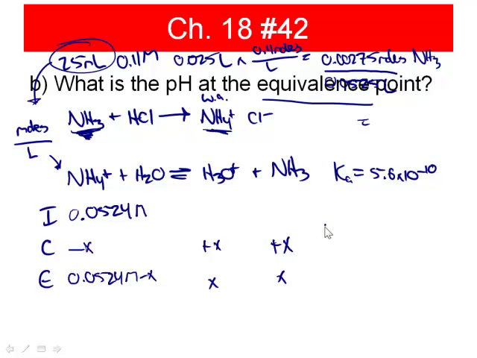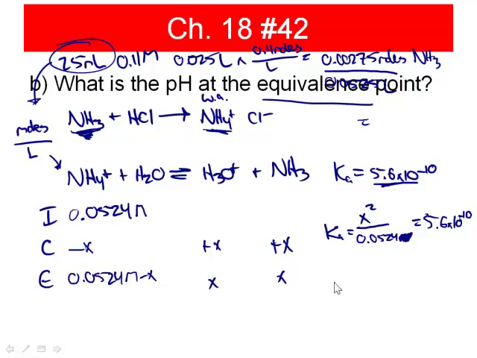If we set up an expression for Ka for this acid, Ka is going to be equal to the concentration of hydronium times the concentration of ammonia, which is going to be X squared, divided by 0.0524 minus X. This is equal to the numerical value of Ka, which is 5.6 times 10 to the minus 10th power. Of course, we can't use the approximation here, so that simplifies a little bit. Pause the recording, guys. Go ahead and solve for X.